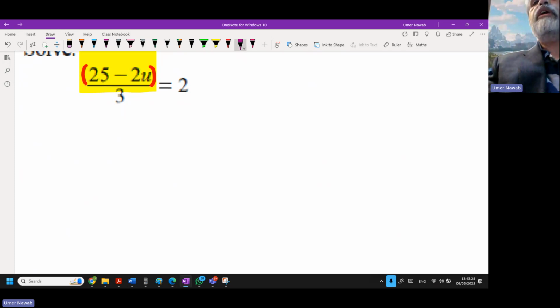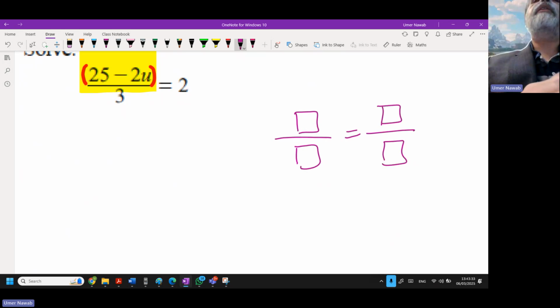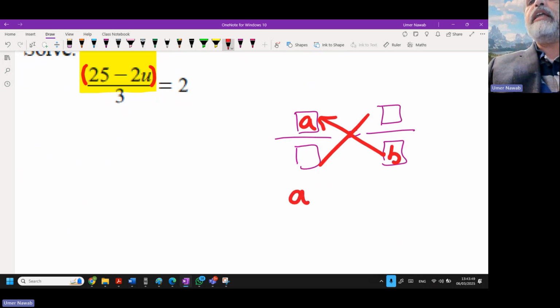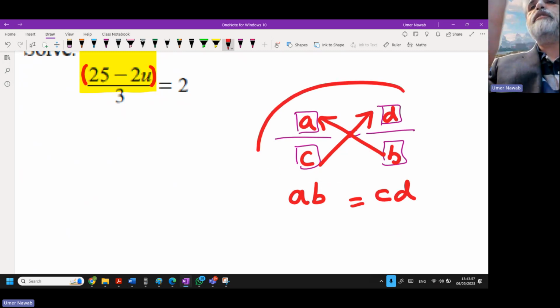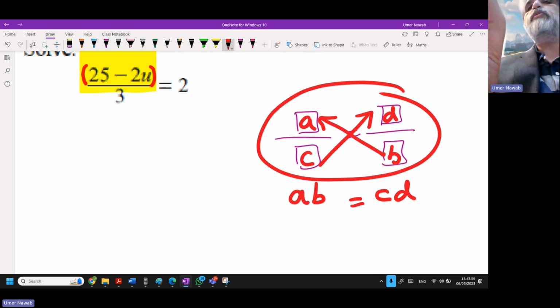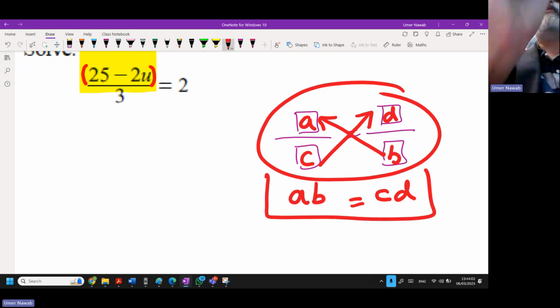Now I want to show you, if I have a fraction equal to a fraction. Whenever in mathematics we encounter a fraction equal to a fraction, the only rule which can eliminate the presence of denominators is cross multiplication. So if this is A and this is B, the B will multiply with A, and it leaves behind AB. And if this is C and this is D, so C multiplies with D. So it helps you convert a fraction equal to a fraction into an equation form.